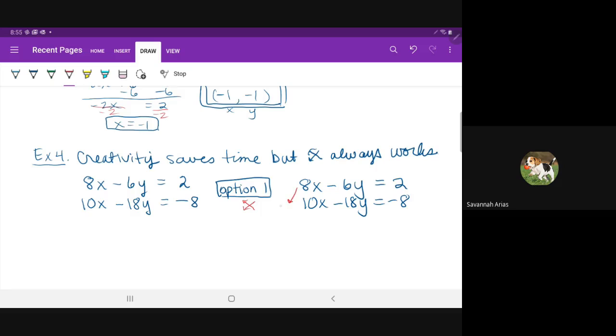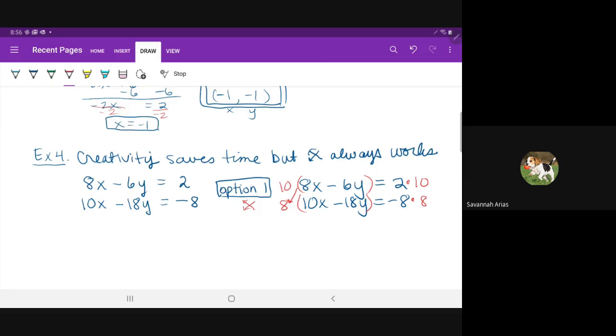So I would multiply the bottom one by 8 and the top one by 10. Right? That option will work. But if you notice the bottom row, what's 8 times 18? I don't know, that's going to be a huge number. So I have to deal with big numbers. Now, maybe that's bad, maybe it's not. It probably depends if your teacher lets you use a calculator or not.